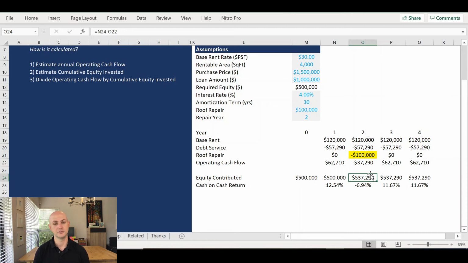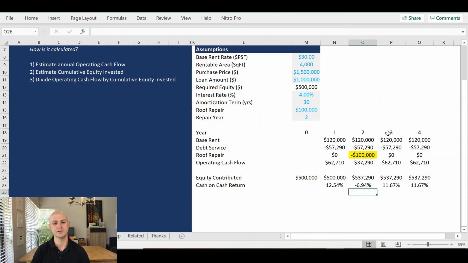Equity. And so if you'll notice, our equity contributed has increased. It went from 500,000 to $537,300, the additional amount necessary to fund the roof repair. So in this year, we have a negative cash on cash return. Why? Because we had the loss of 37,000 divided by the new cumulative amount invested.